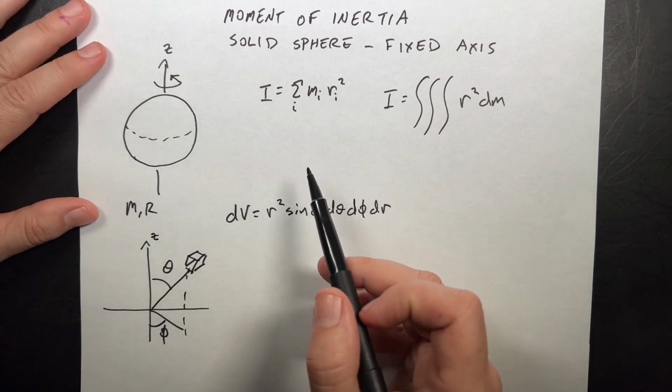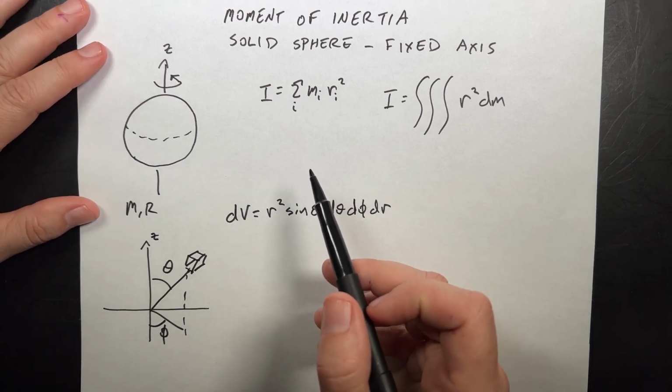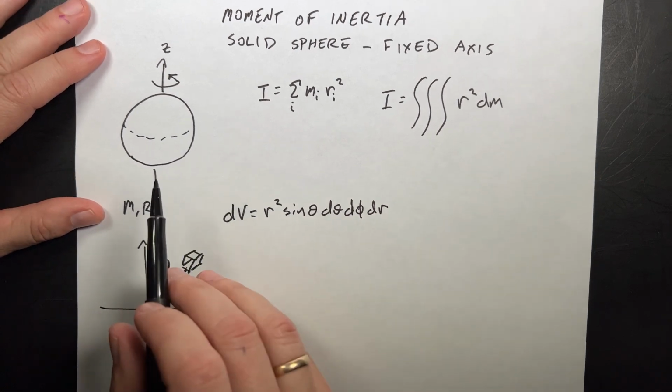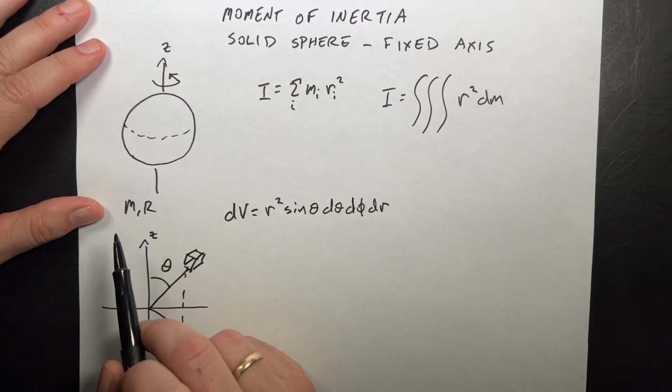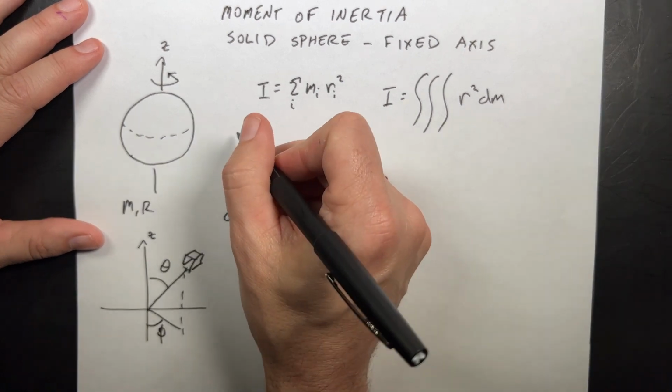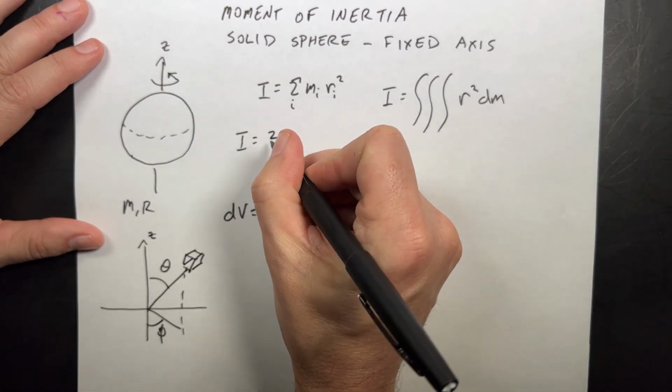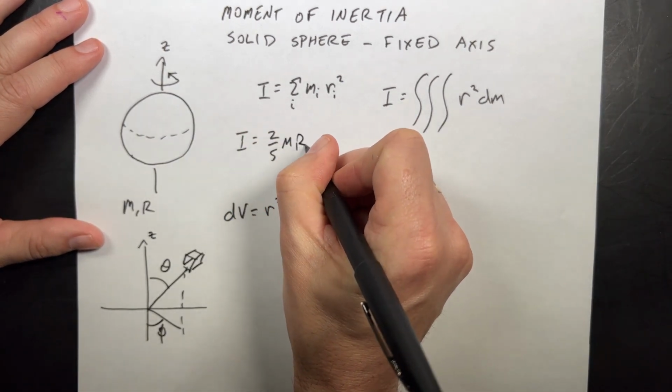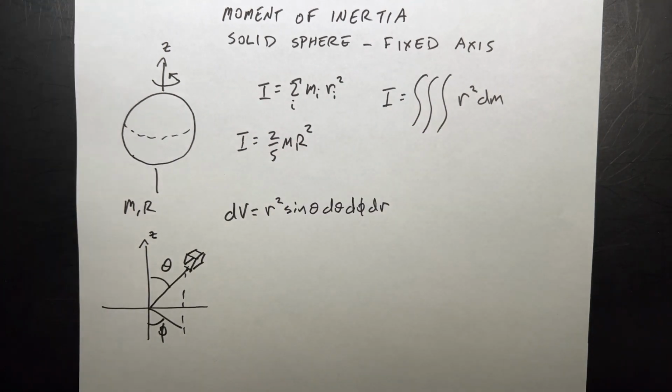What is the moment of inertia of a sphere rotated about an axis through its center? Okay, I know the answer. Let's go ahead and put down the answer. I is 2/5 mr squared. So if that's what you want from the video, then done.